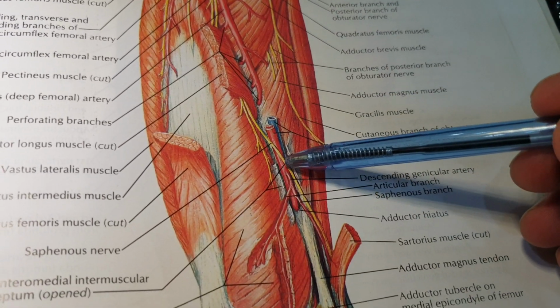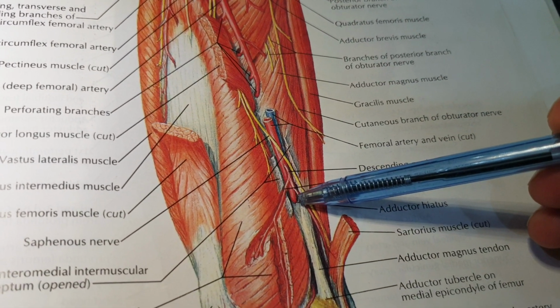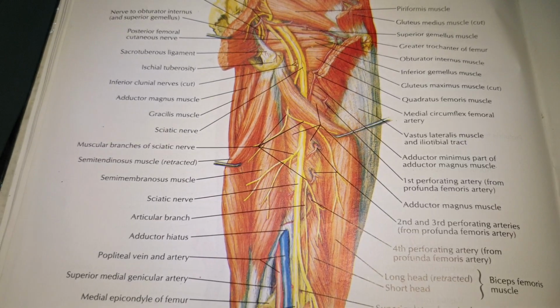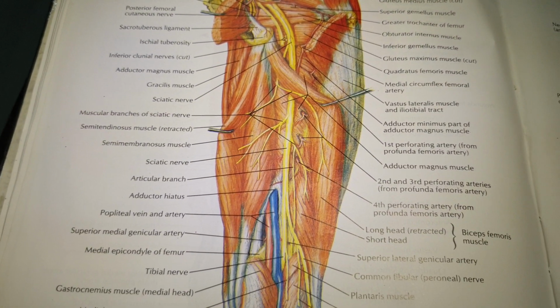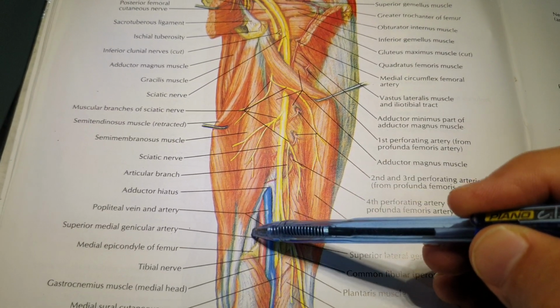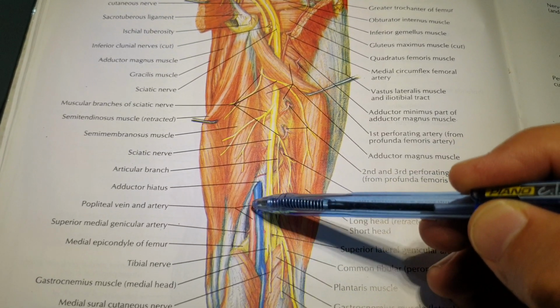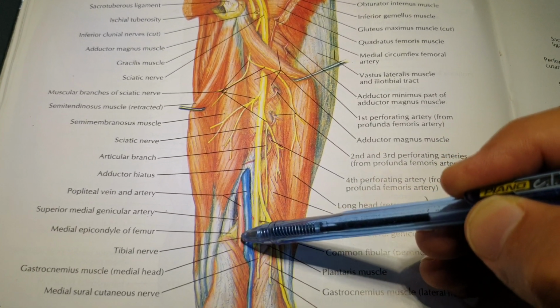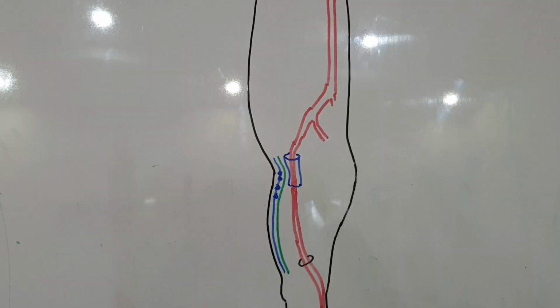In this diagram, the femoral artery can be seen passing through the hiatus magnus towards the back of the thigh. Now in this diagram, you can see the back of the thigh, and this is the hiatus magnus, and you can see the artery coming onto the back of the thigh in the popliteal fossa.